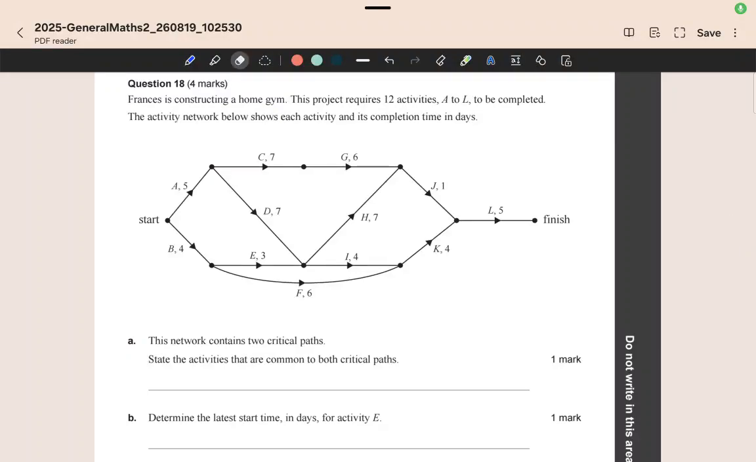We're looking at the 2025 Exam 2 paper in the network section, question 18. Francis is constructing a home gym. This project requires 12 activities A to L to be completed. The activity network below shows each activity and its completion time in days. This network has two critical paths. State the activities that are common to both.